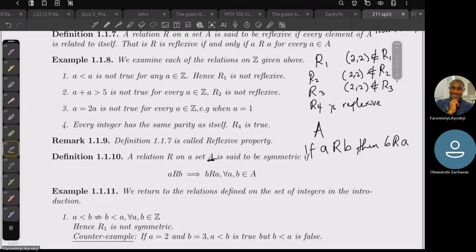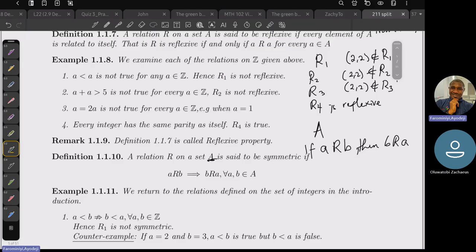So if A is related to B, we must have B related to A. It is not in every set that two elements can be related. That's another property on its own that we call comparability. A set is said to be comparable if any two elements can be compared, if they are related.